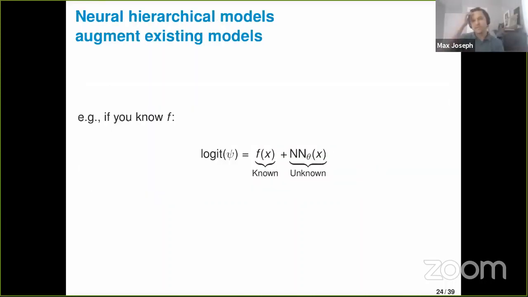And one thing I want to reiterate here is that neural hierarchical models augment, they don't replace existing models. So if you have some component of a model that you know, F, you can retain it and approximate some unknown component using a neural network.